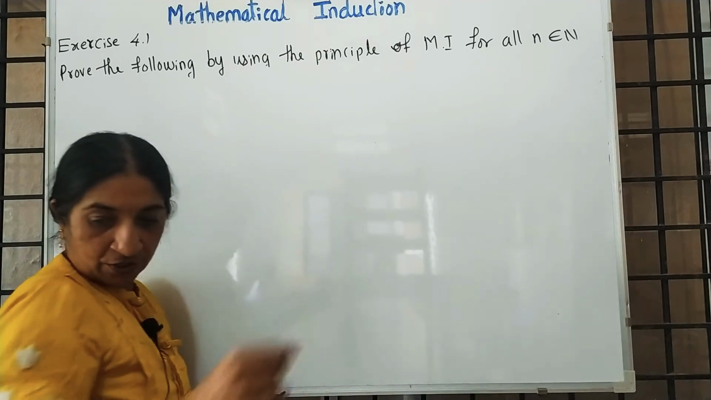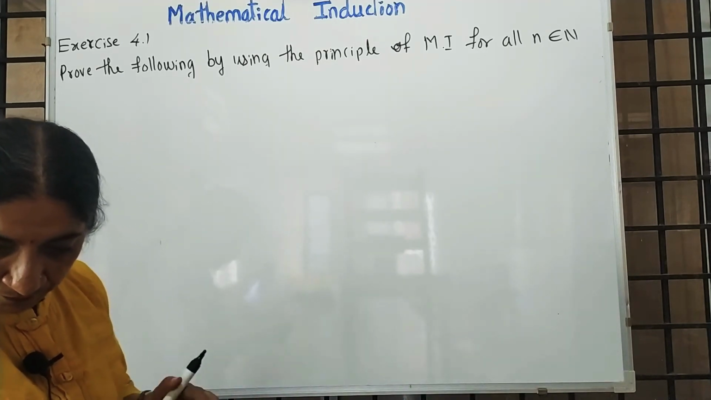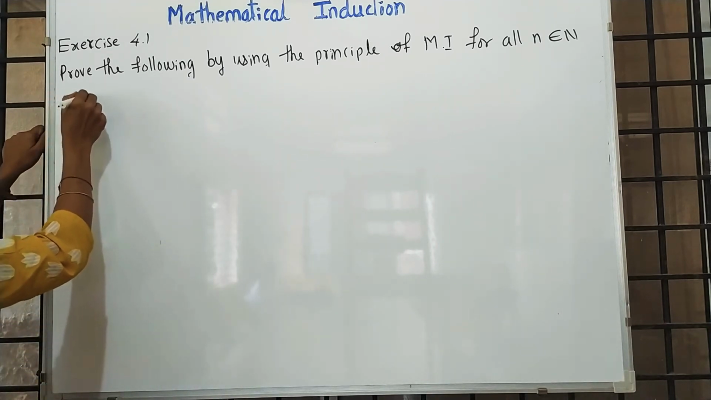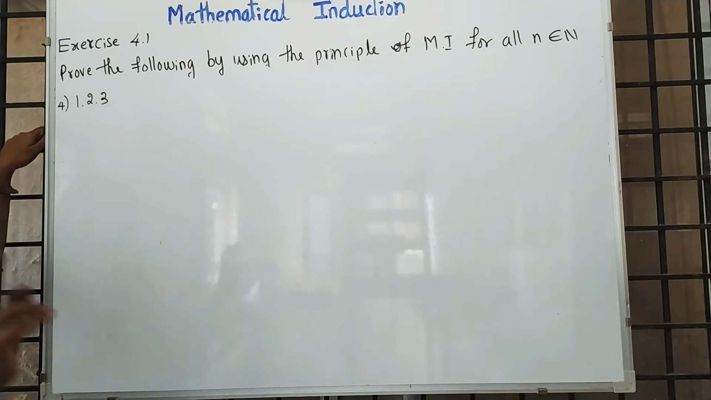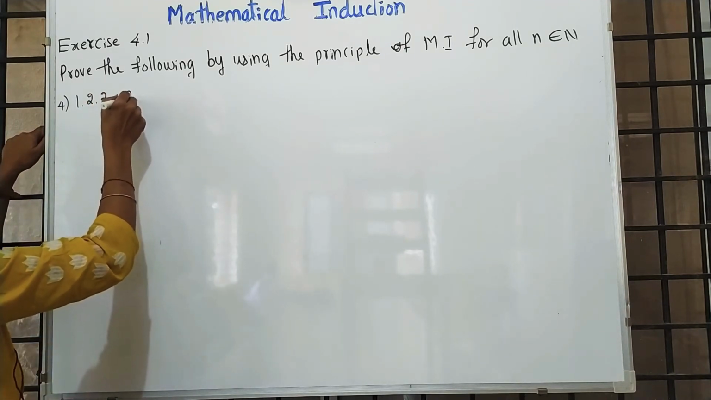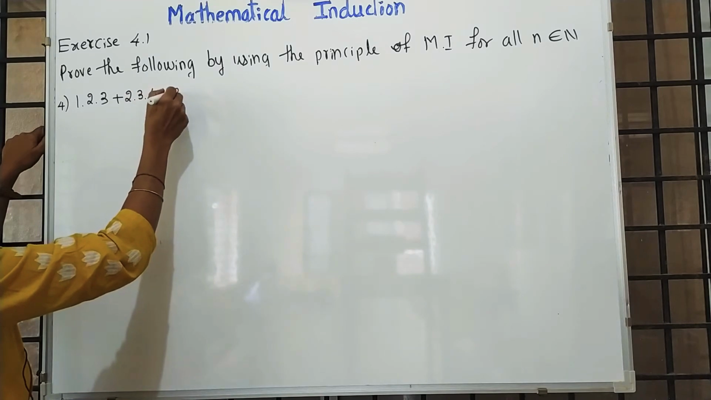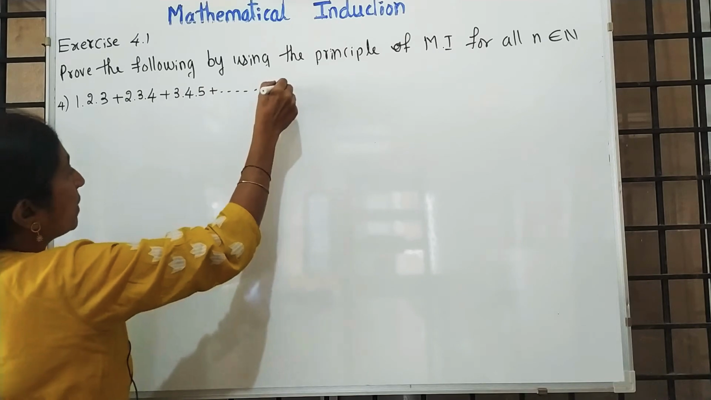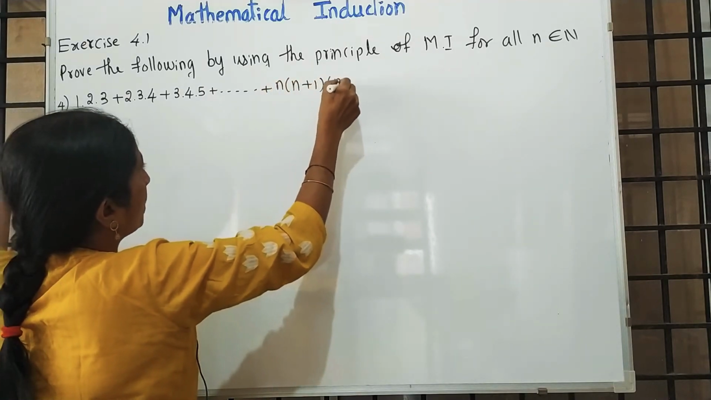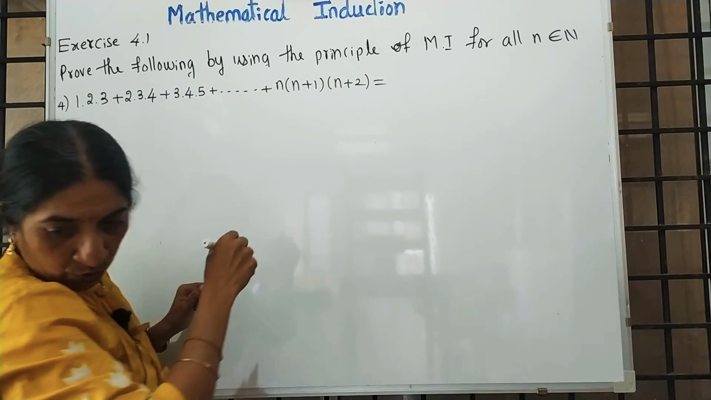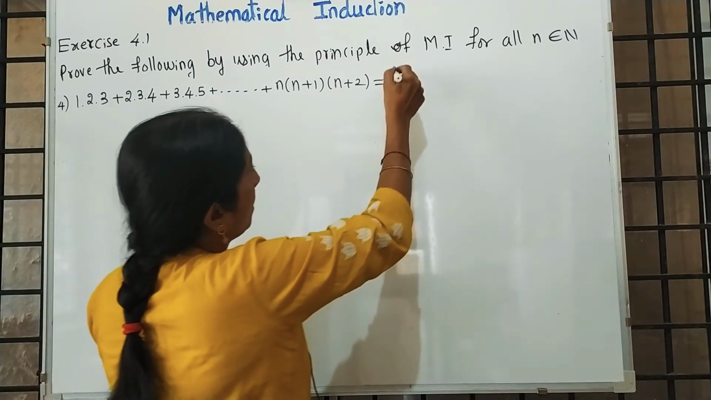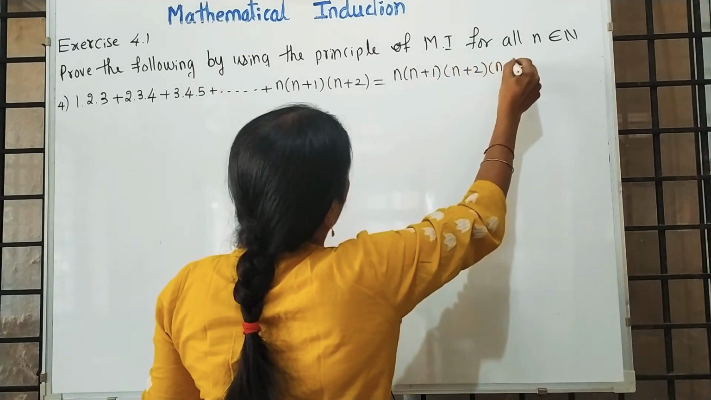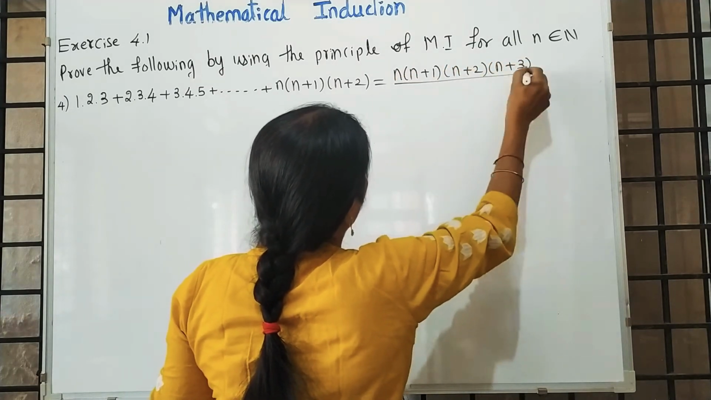Moving to the next question, that is question number 4. 1 into 2 into 3 plus 2 into 3 into 4 plus 3 into 4 into 5 plus continuation plus n into n plus 1 into n plus 2 is equal to n into n plus 1 into n plus 2 into n plus 3 whole divided by 4.